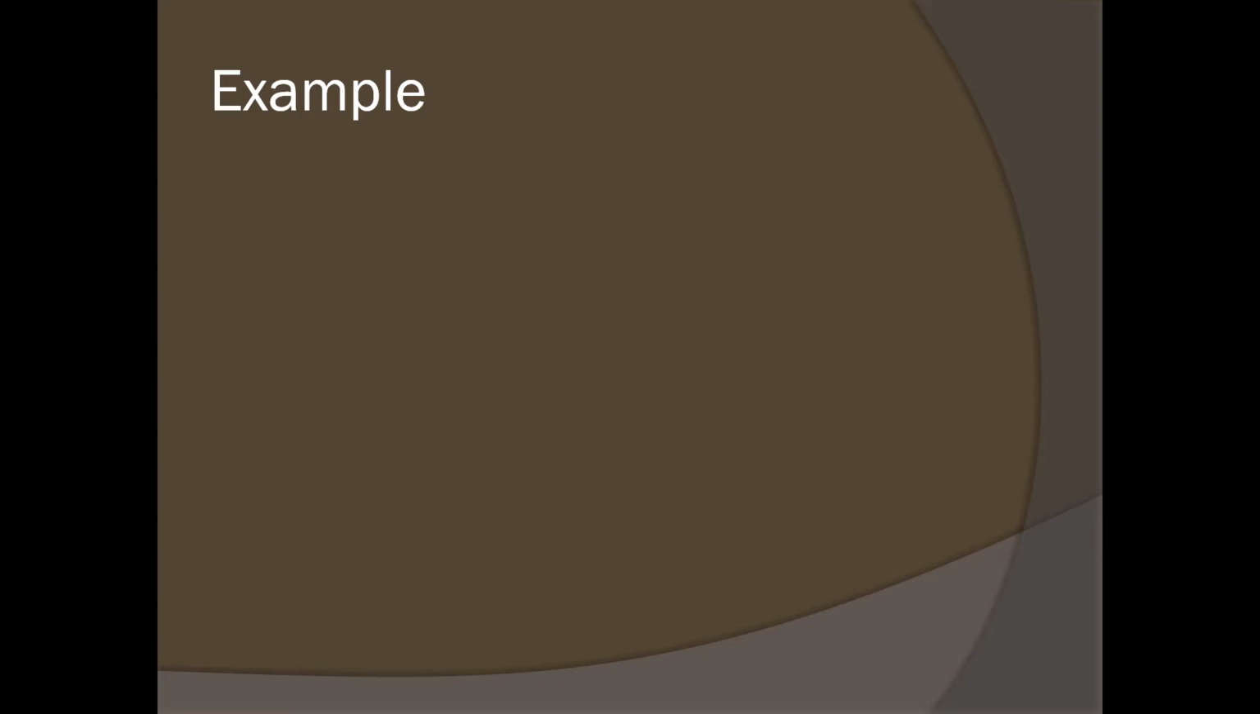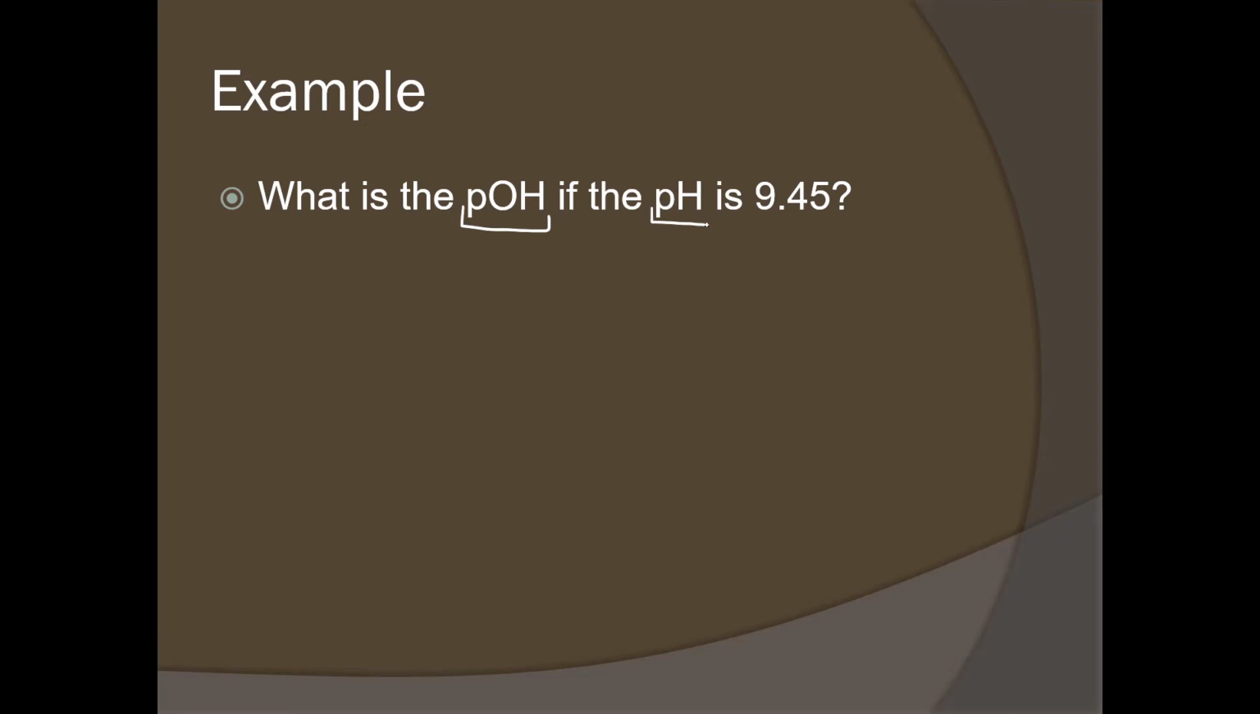Now here are some more examples you can try for yourself. This one: what is the pOH if the pH is 9.45? This one, at first, looks a little difficult because we haven't quite shown how pOH and pH are related to each other. We've shown how pOH is related to the concentration of hydroxide, and we've shown how pH is related to the concentration of hydronium. We haven't shown how these two are related, and this example is going to show us what to do in a case like this.